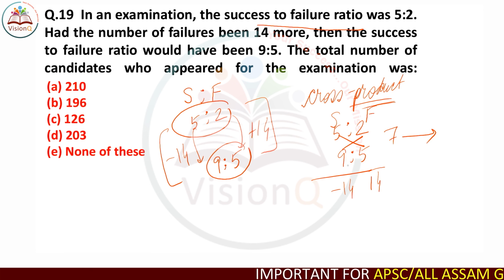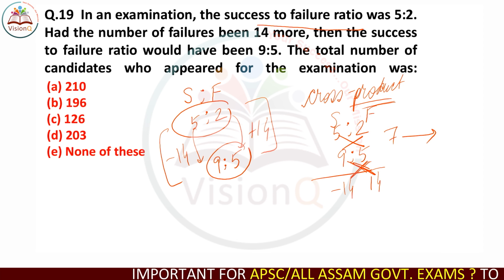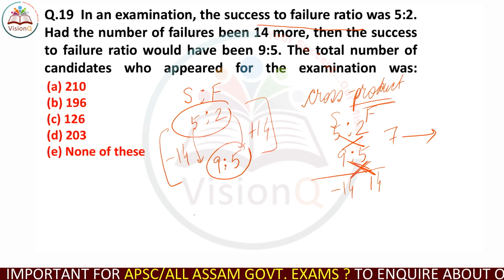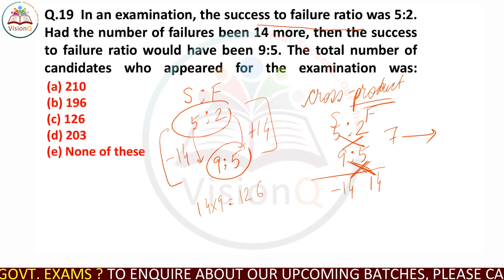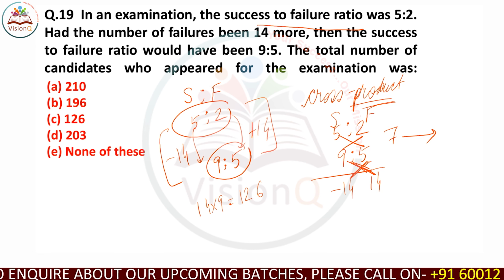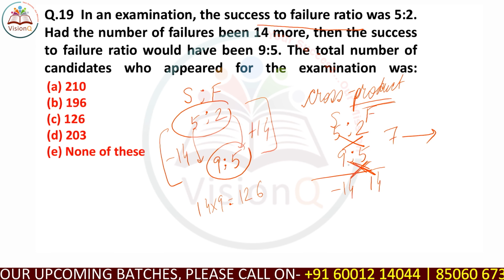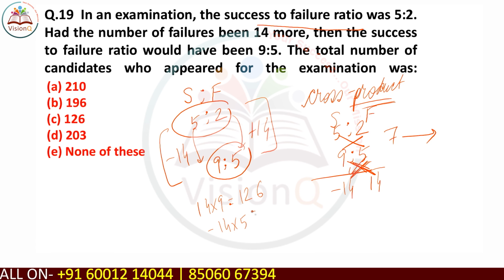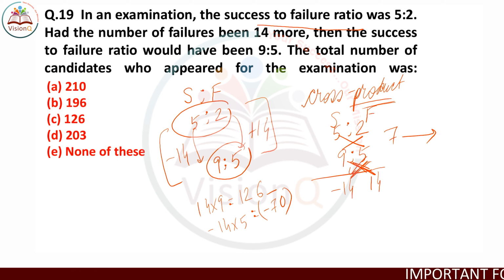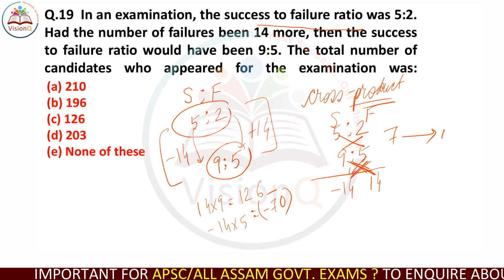Will represent 7. Okay, now multiply this portion. Cross multiply. Okay, 40 into 9 gives 126. And 5 into minus 14 gives minus 70. Then always subtract larger minus smaller. So 126 minus minus 70 gives what? 126 plus 70, which will be 196.